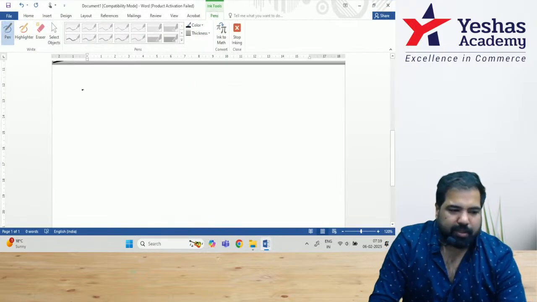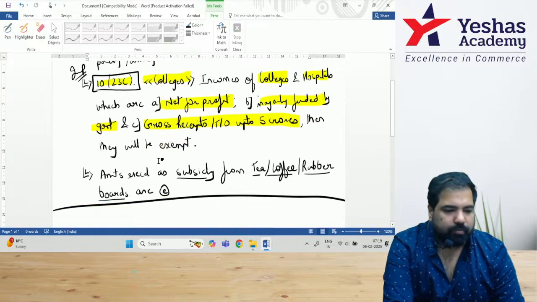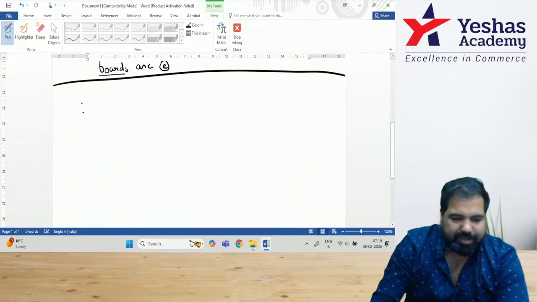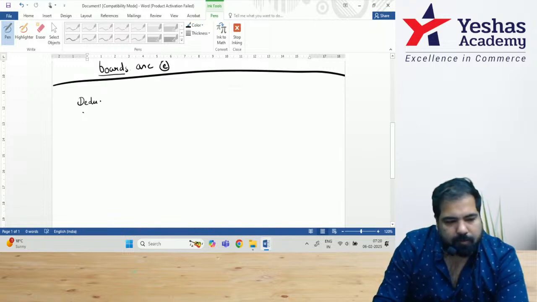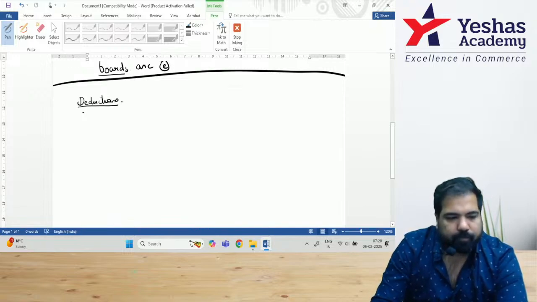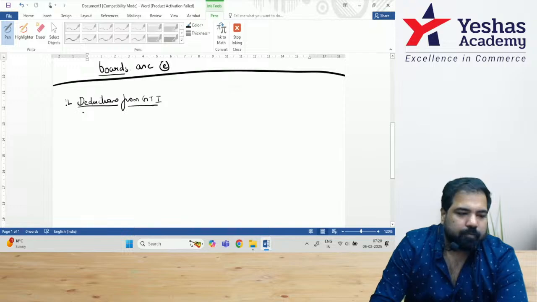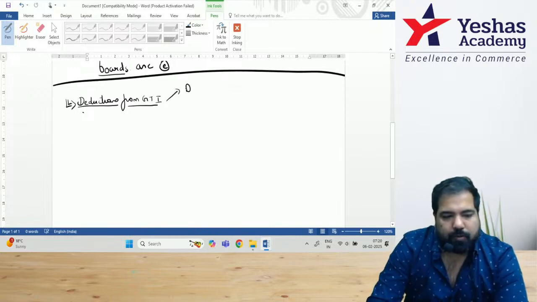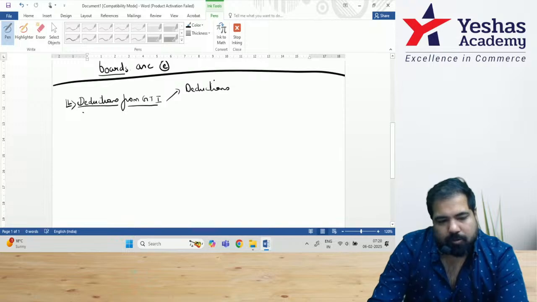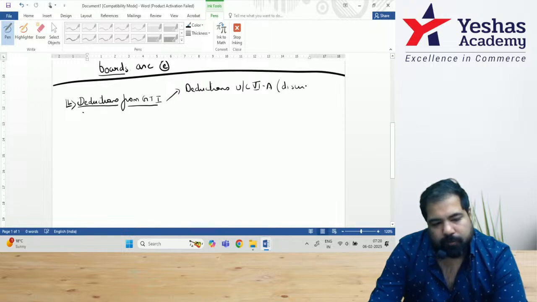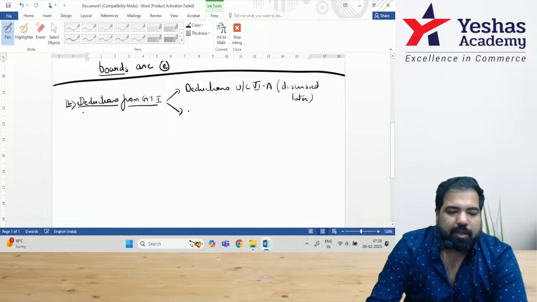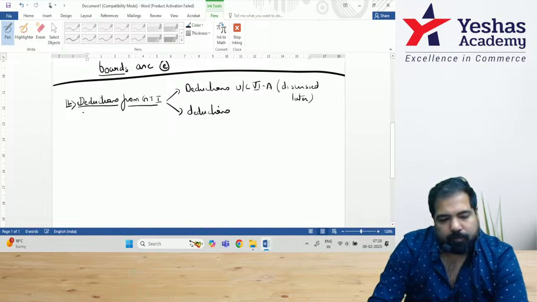Alright, so this is basically a small deduction. After exemptions, guys, you will write deduction from gross total income. There are two deductions. Chapter 6A, we'll discuss later. Second is deduction under section 10A.